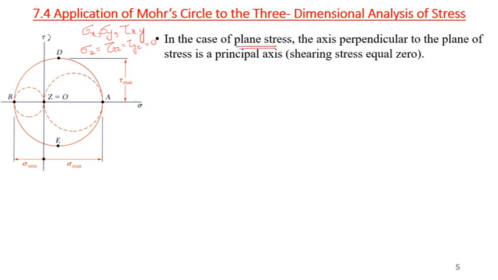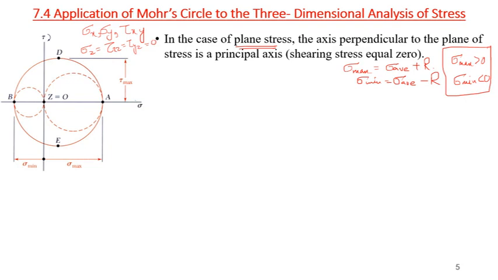Now in this case we know that sigma max is sigma average plus the radius, and sigma minimum is sigma average minus the radius. Now, if the case is that sigma max is greater than 0 and sigma minimum is less than 0, what does it mean? It means that the maximum normal stress, the principal stress, is tensile in nature, and the minimum principal stress is compressive in nature.